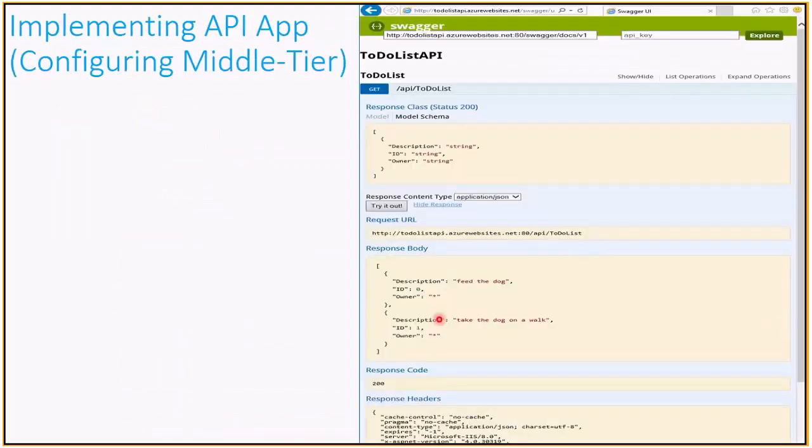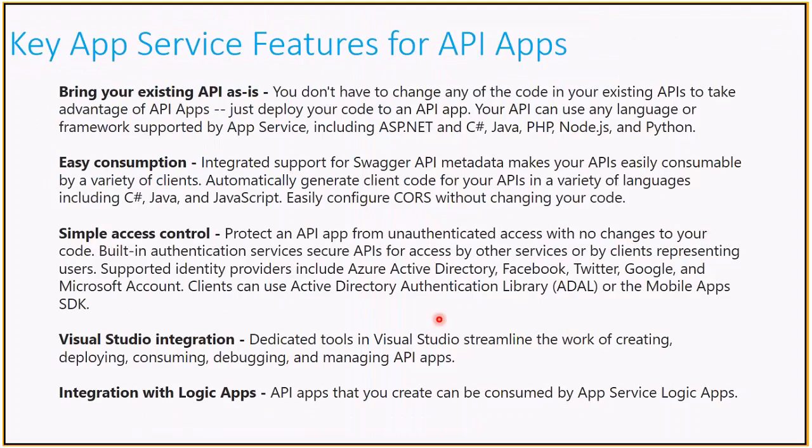So you can test that same thing, the data tier API. And these are the key features which I have mentioned.